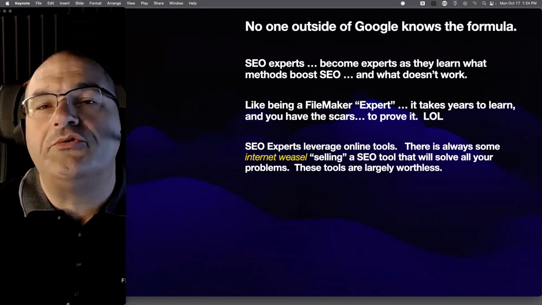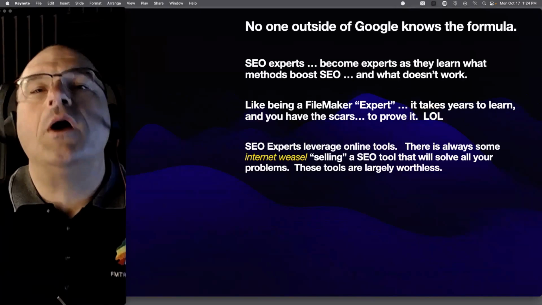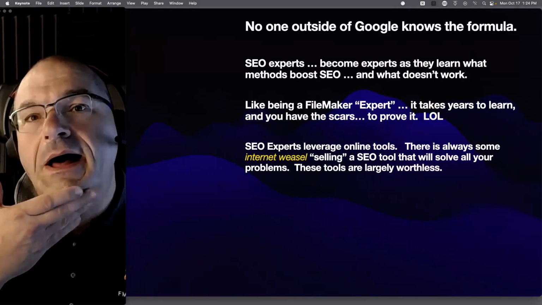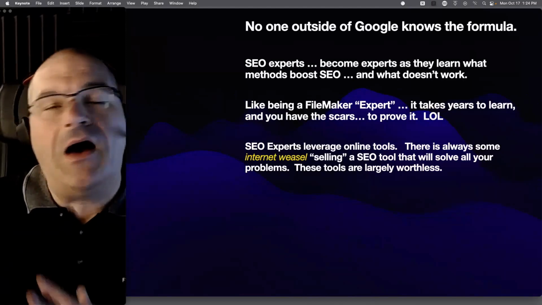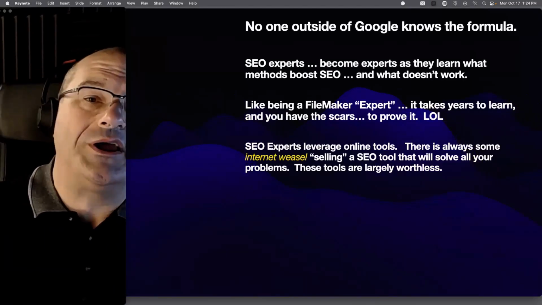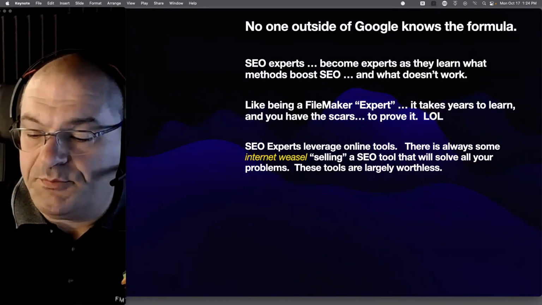There's also tools out there that SEO experts will use to help spread the awareness of your website, right? And so those tools, depending upon how the algorithm is working with Google, some tools that work great don't work anymore. Someone creates a new tool that helps spread the word of what you're doing.